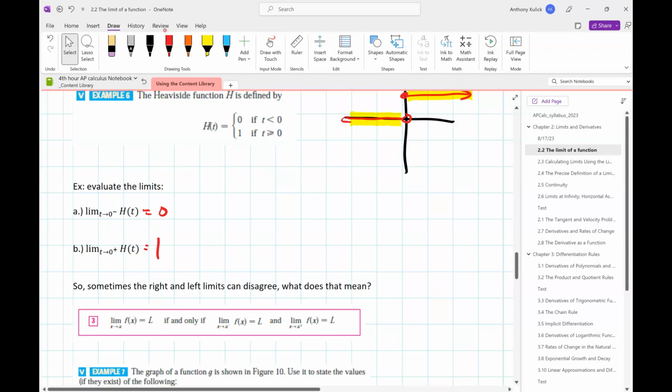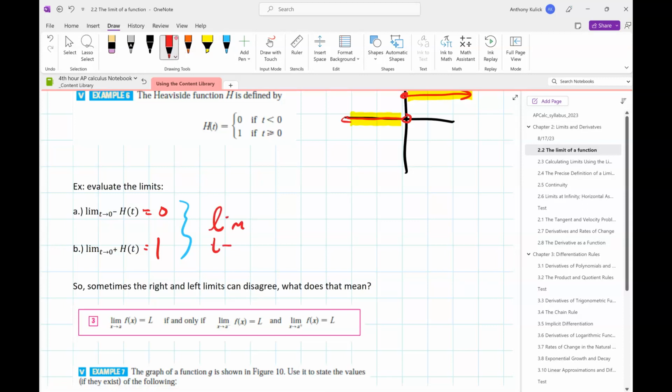Well, we have this new definition that we'll introduce here. It says that the limit as x approaches a of f of x equals L if and only if the left-hand limit and the right-hand limit are also equal to L. In this case up here, because the left-hand and right-hand limits disagree, we would say the limit does not exist as t approaches 0. Everybody okay with that idea?